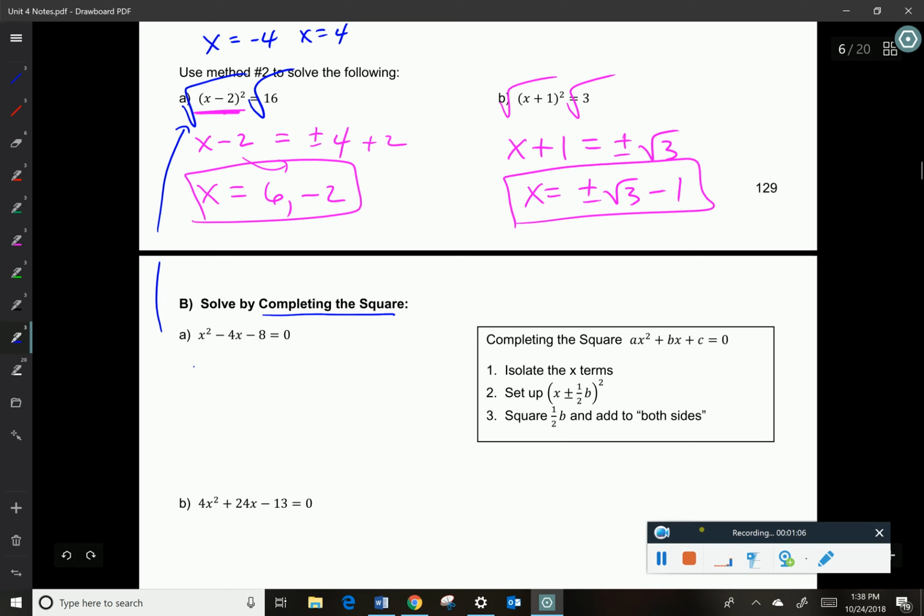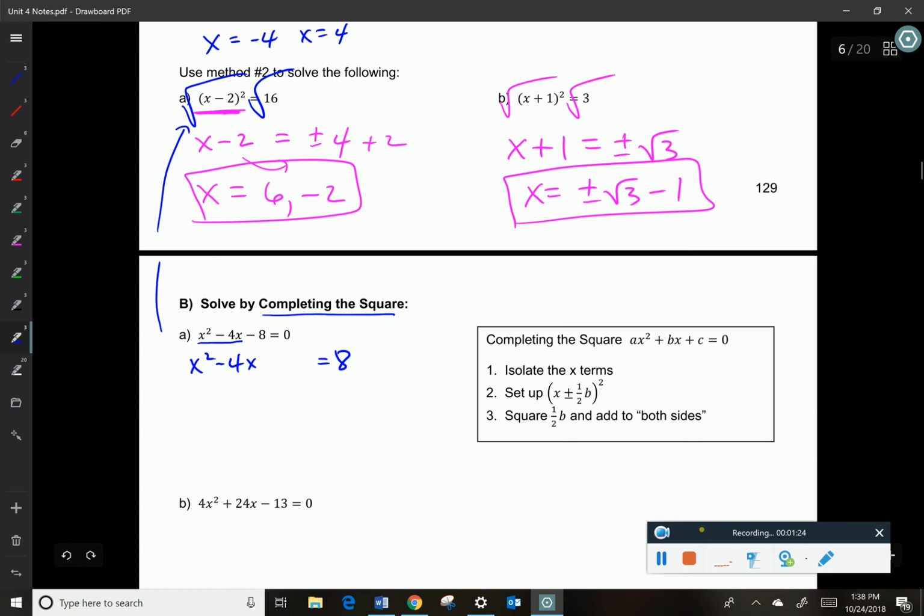So step 1 says isolate the x terms. Well, x squared minus 4x, those are the x terms, right? Isolate means get them by themselves. So I'm going to leave the x squared minus 4x on the left side, and I'm going to add 8 to the other side so that I have the 8 over there.